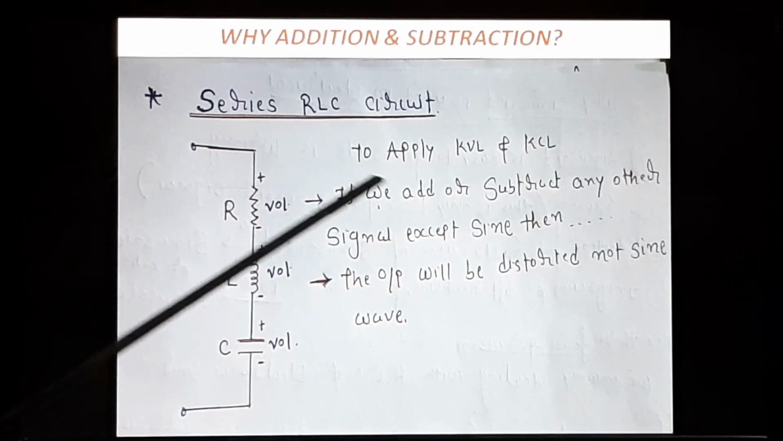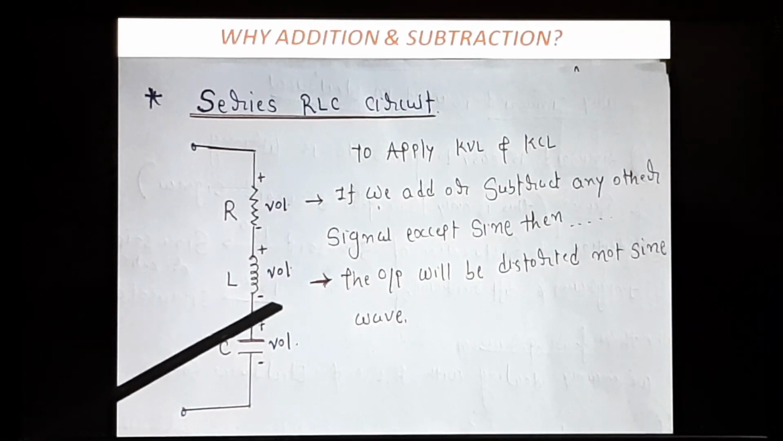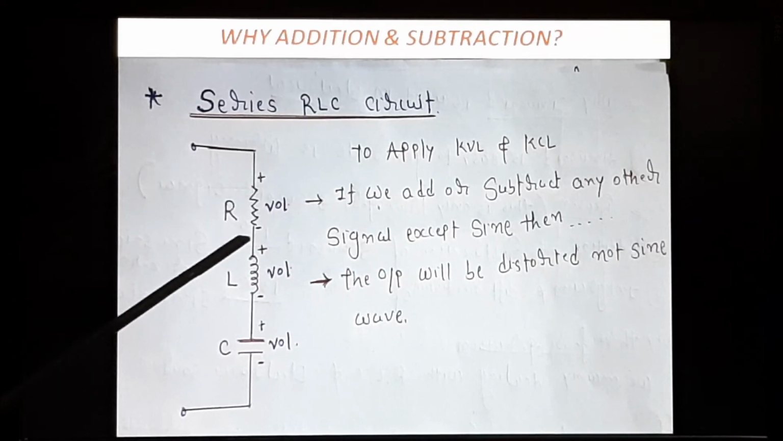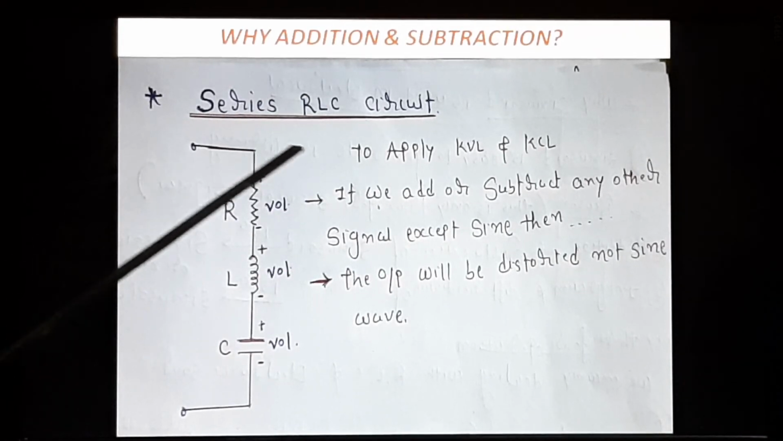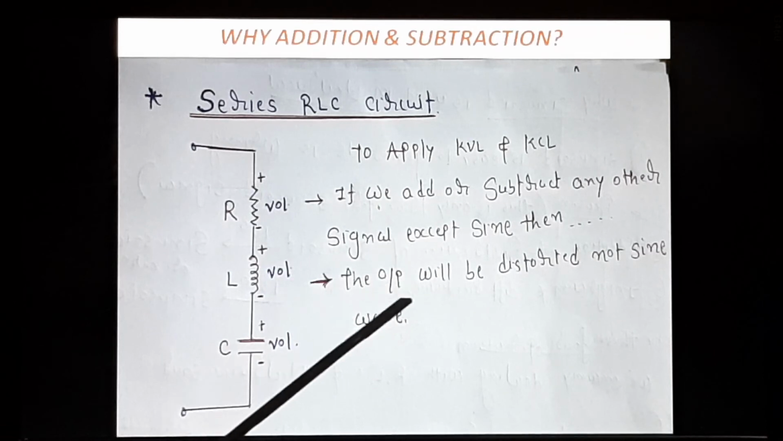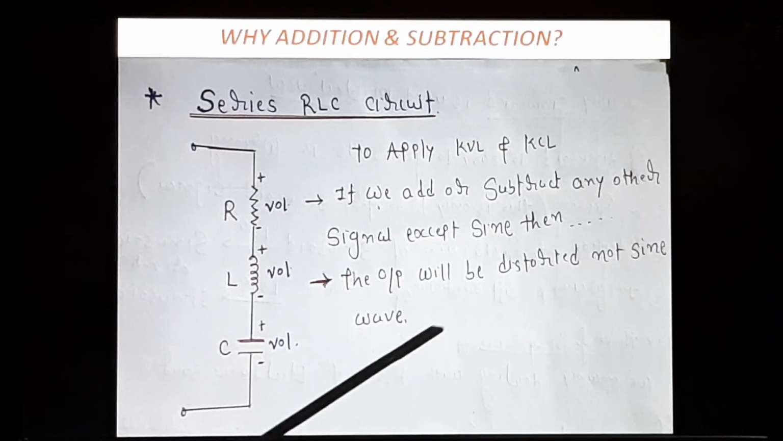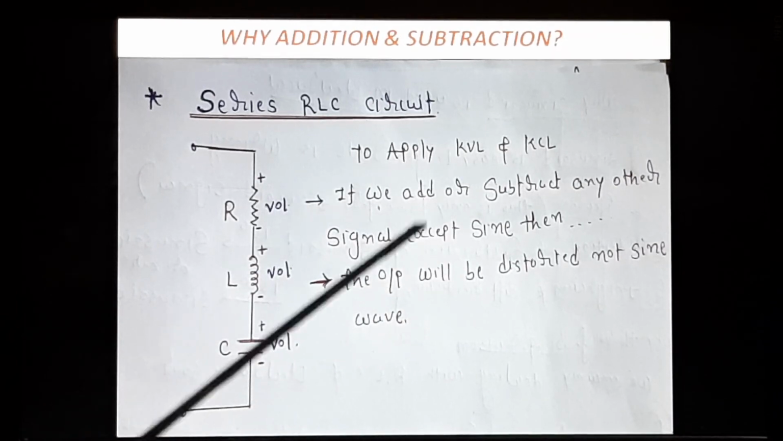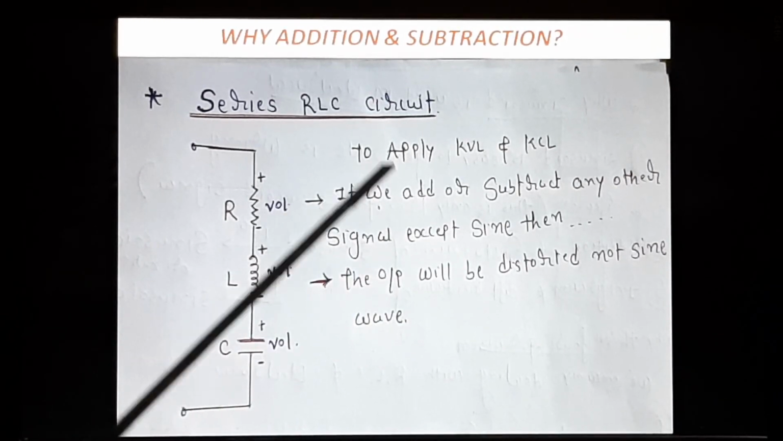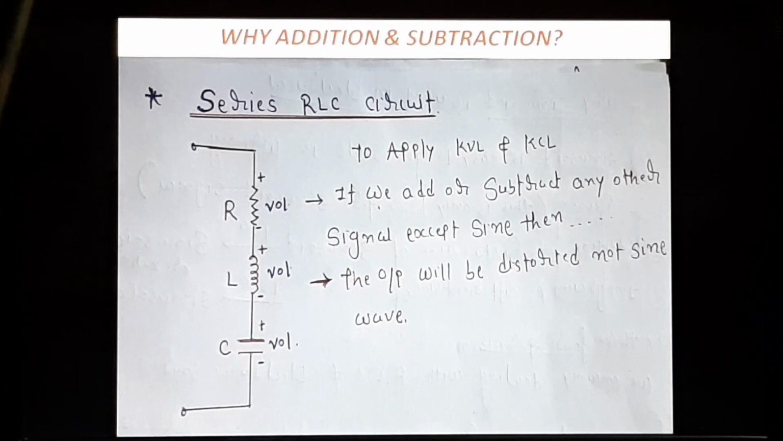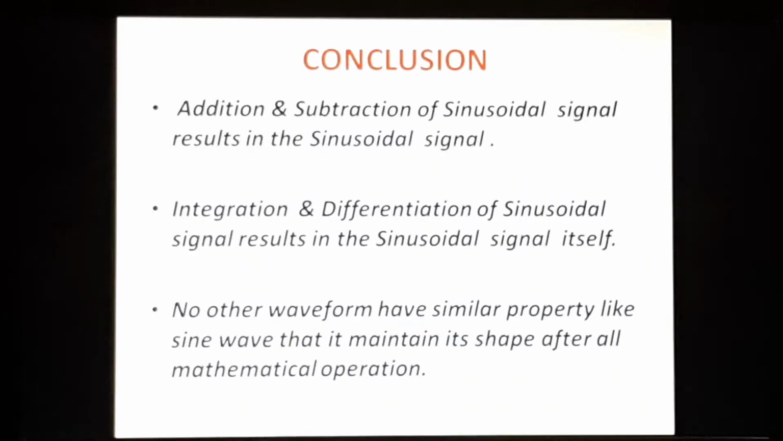But suppose I am adding or subtracting the signal except sine wave, then what happens? As I have discussed, as I have shown the different operations, the output will be distorted and we are getting not the sine wave as output. So that is why I have mentioned four mathematical operations: addition, subtraction, differentiation and integration. After all four operations, the sinusoid is the only wave which will remain sinusoid, right?